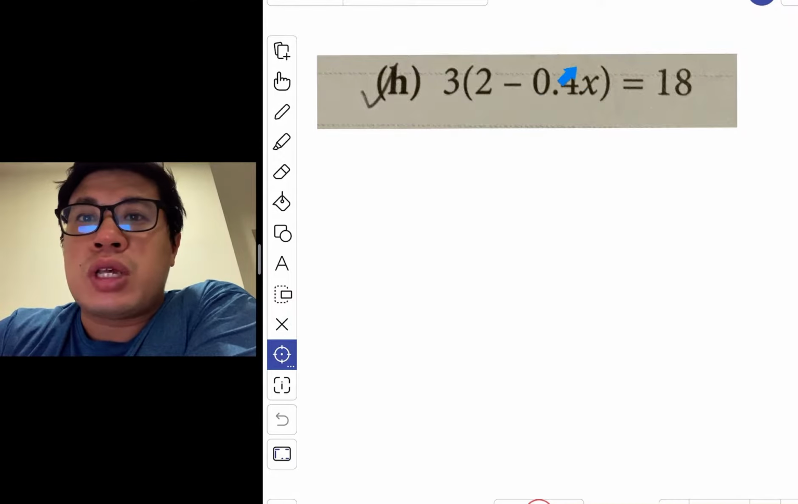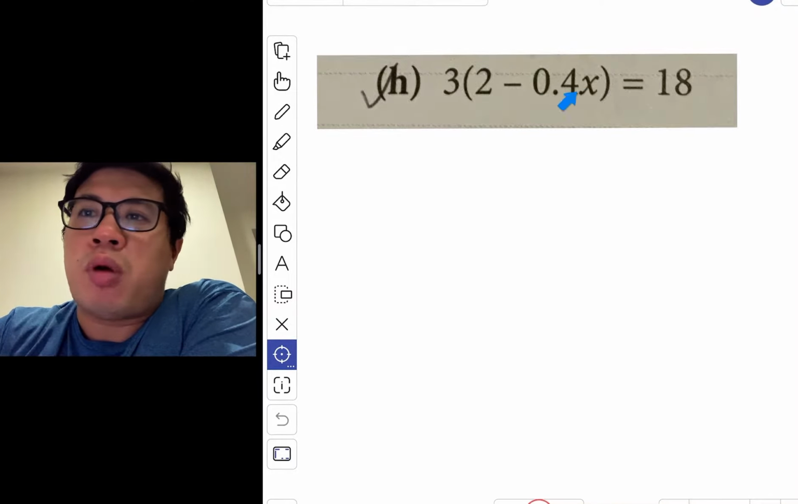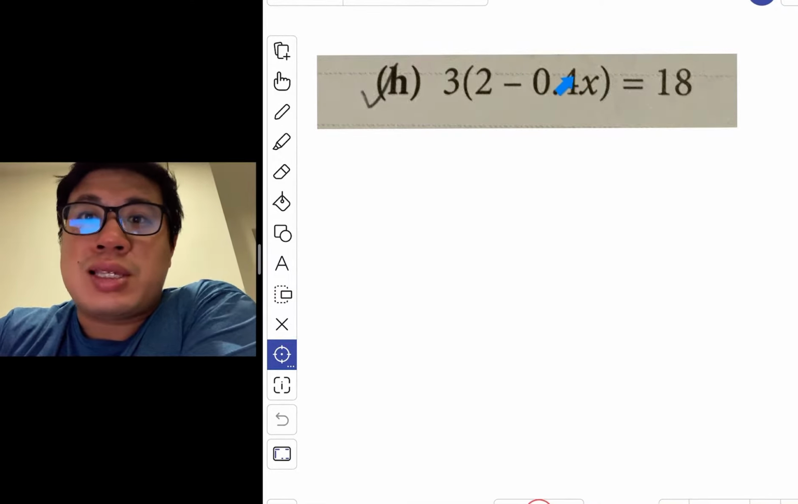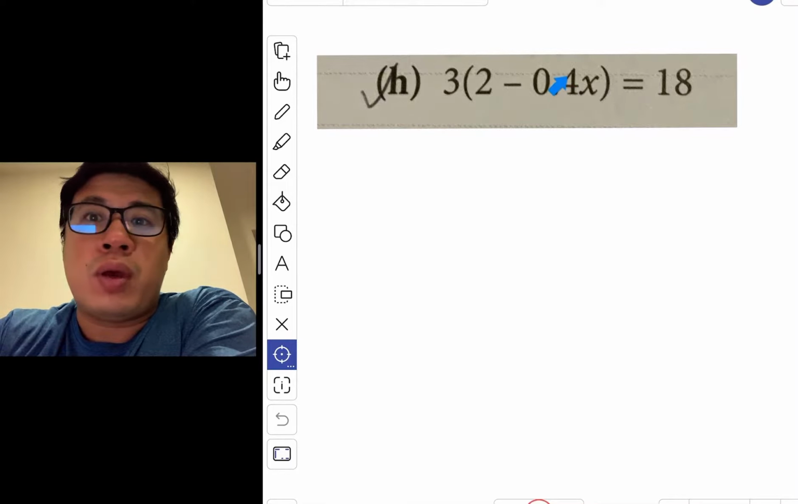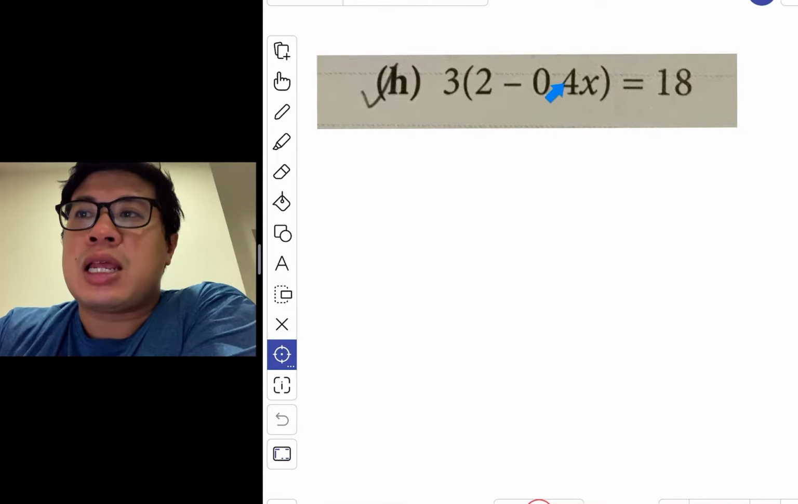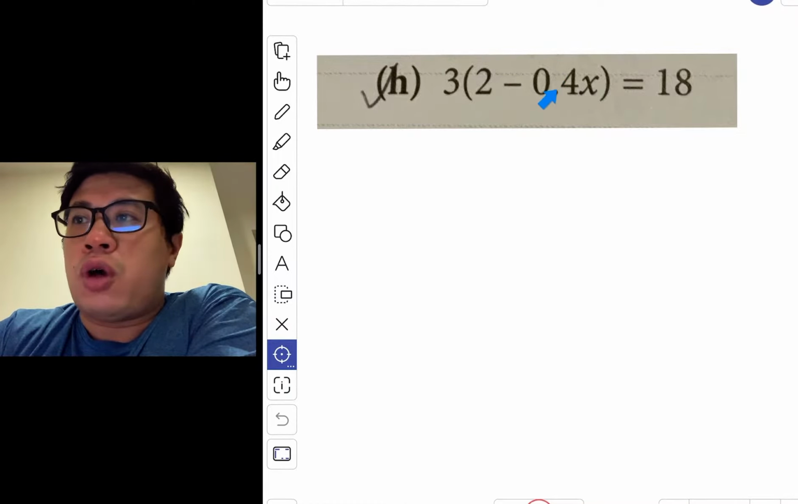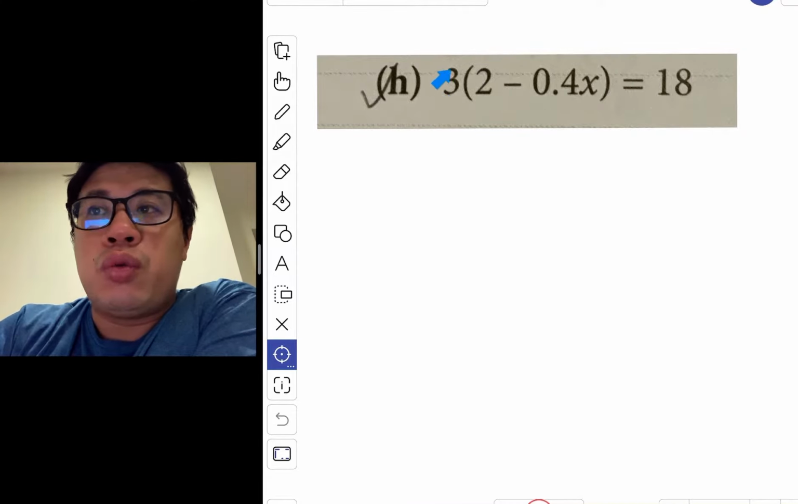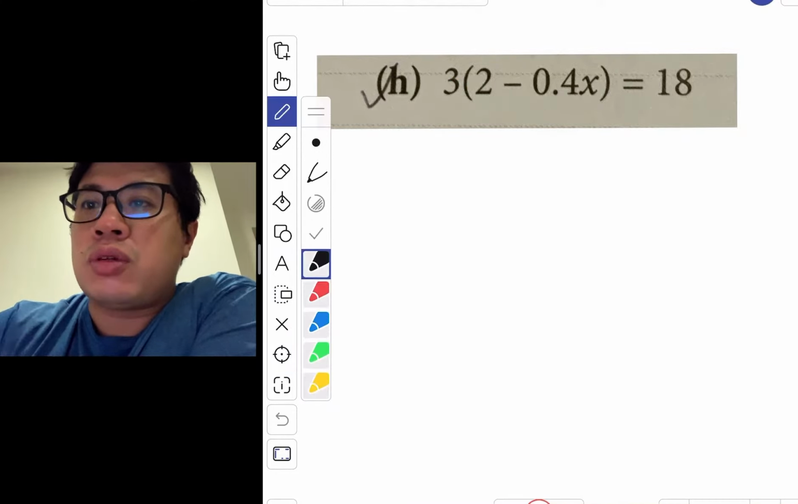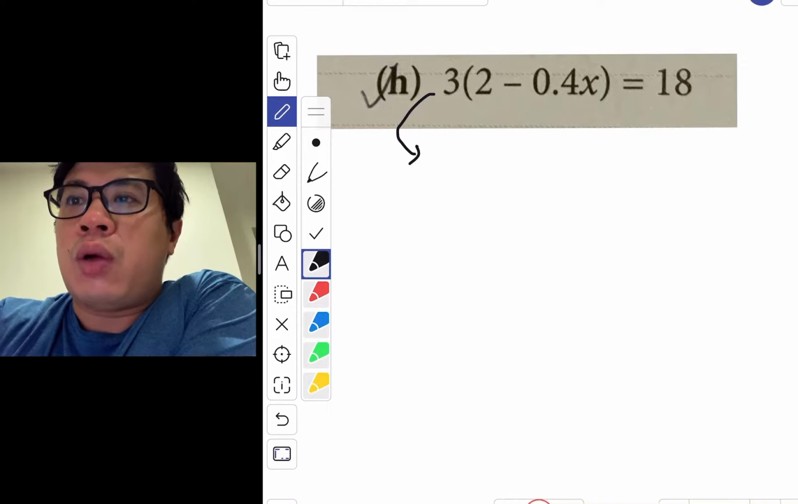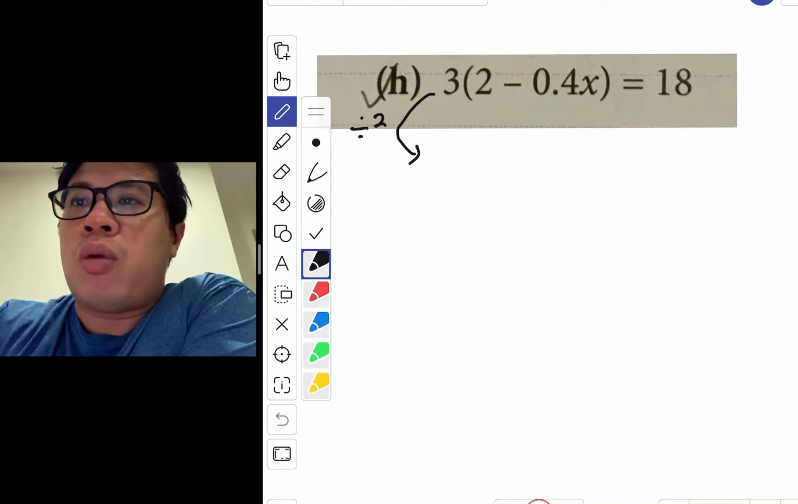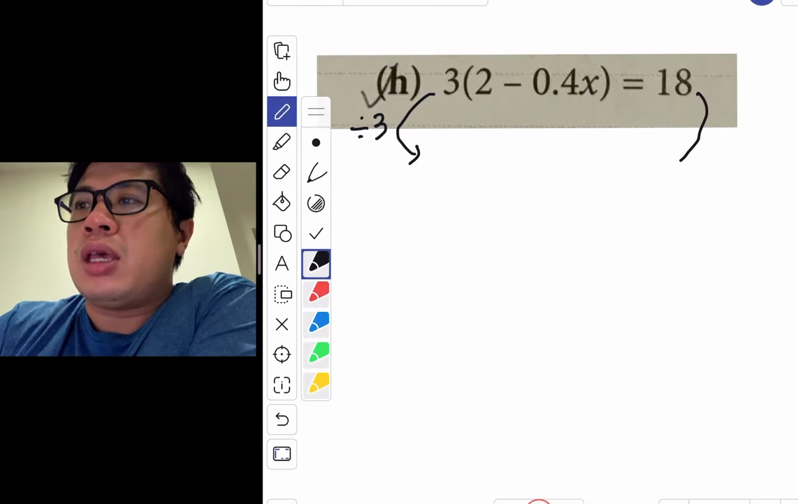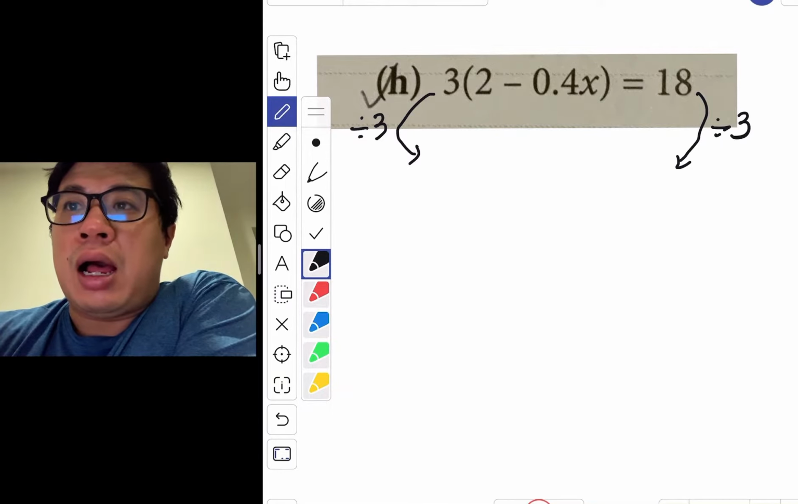Now the guy closest to the x, that's 0.4, so this will probably be the last guy to get out. So it's like peeling an onion, right? When we peel an onion, we peel the most outer layer, followed by the next layer, then the next layer. So when we solve an equation like this, it's like peeling an onion. We first peel the most outer layer, which is 3. Okay, so the next step I'm going to do, I will divide by 3 on both sides, in order to get rid of my 3.